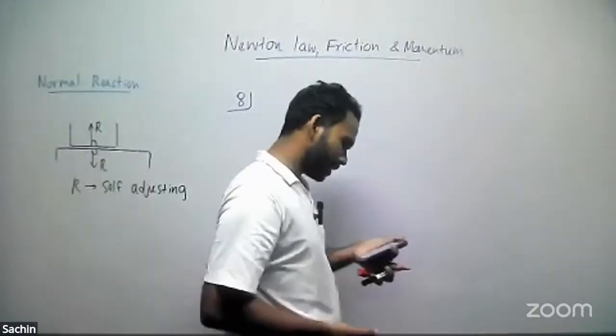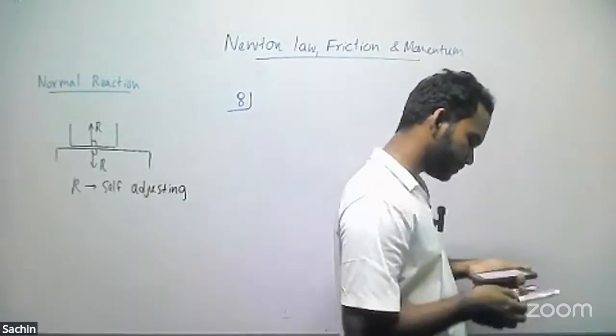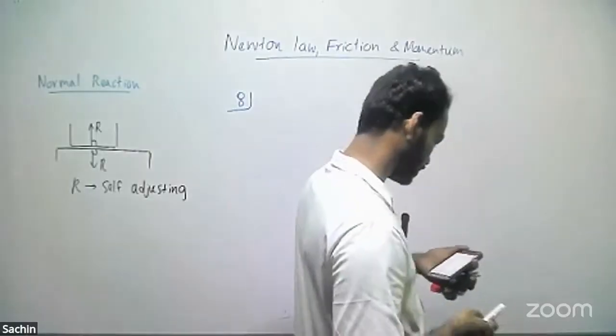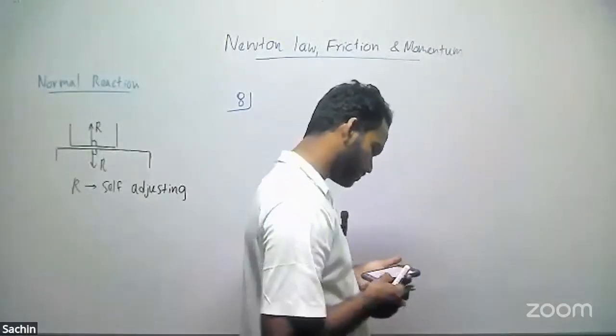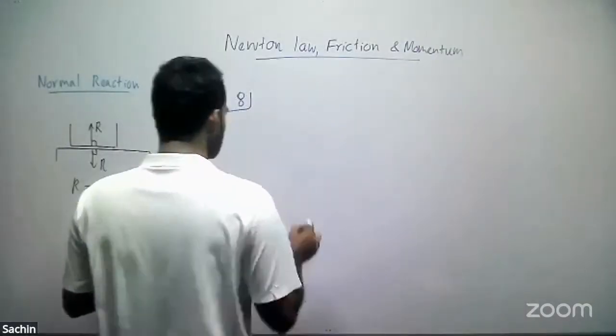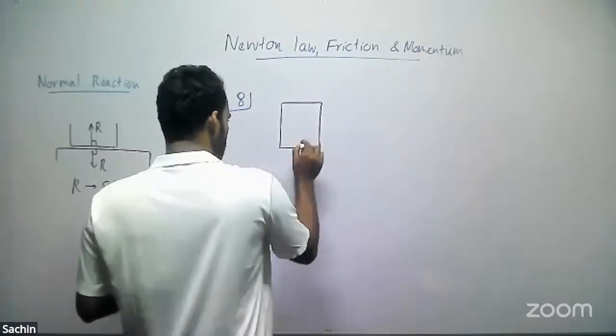An object of mass m is kept on a compression balance which is in an elevator. Calculate the reading of the balance when the elevator moves with... First one, certain cases are given. This is good for explaining the theory.